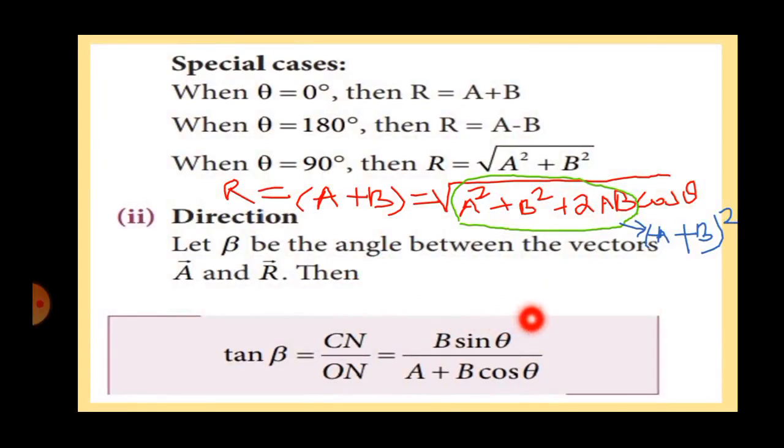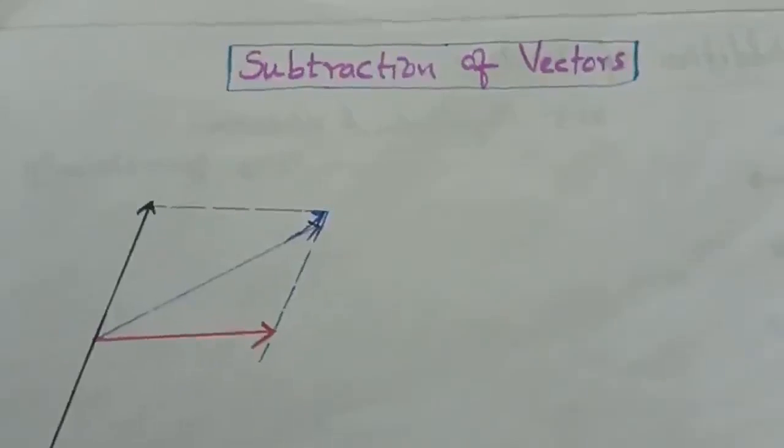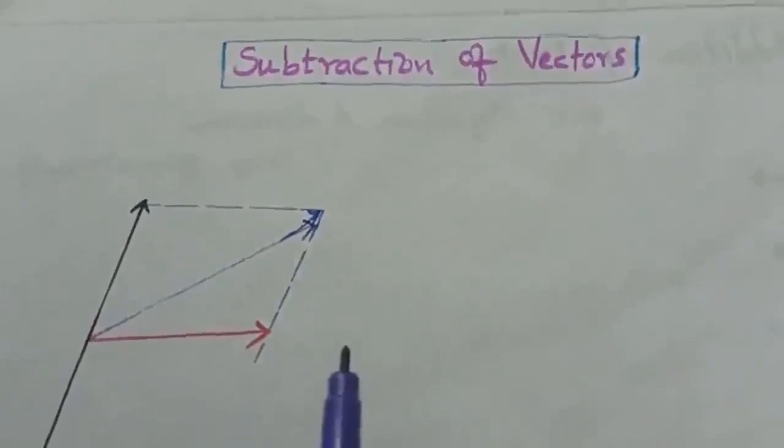Now listen, students, the triangle law vector result and the parallelogram law vector result are both the same. The magnitude value is also the same, and the direction value is also the same. So students, try to understand. Okay students, our next topic: subtraction of vectors.